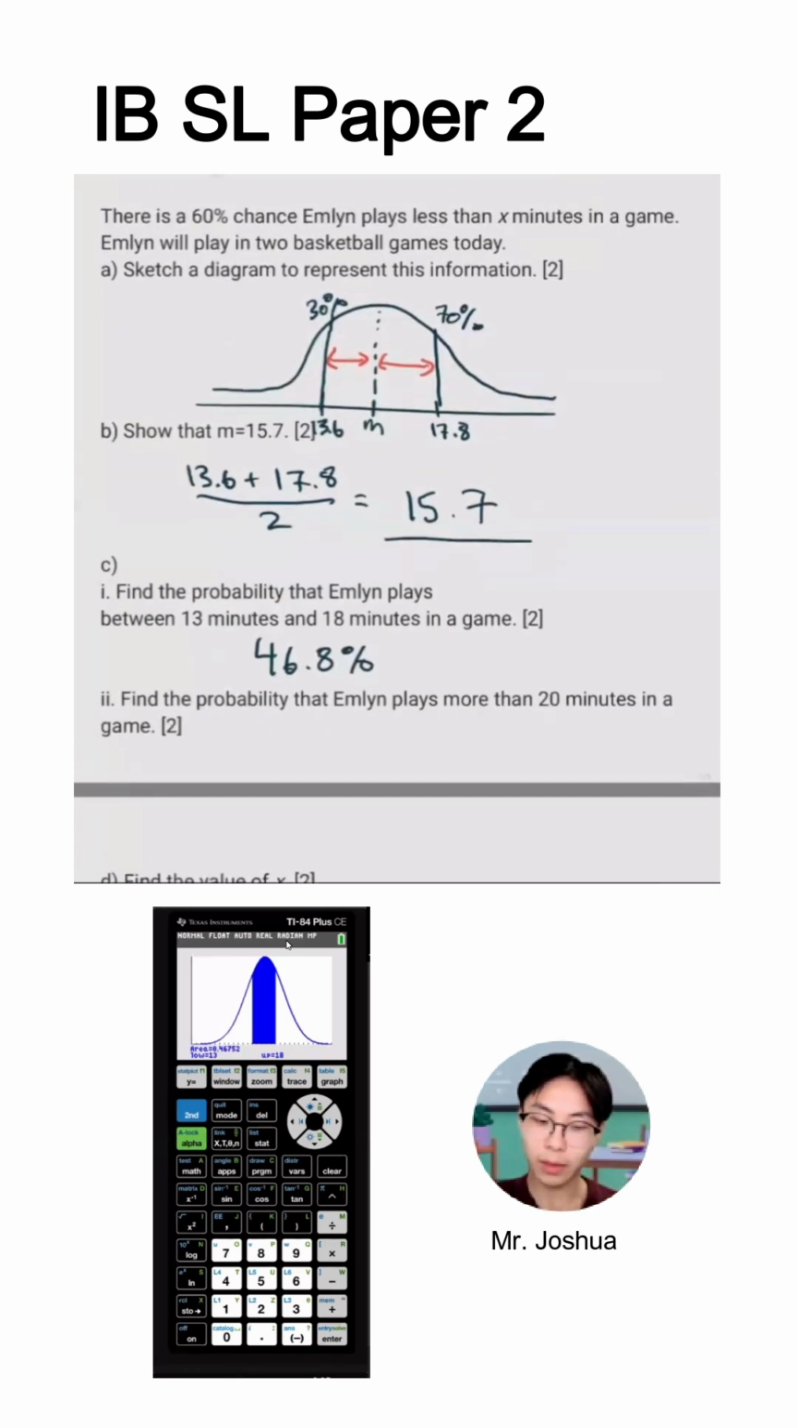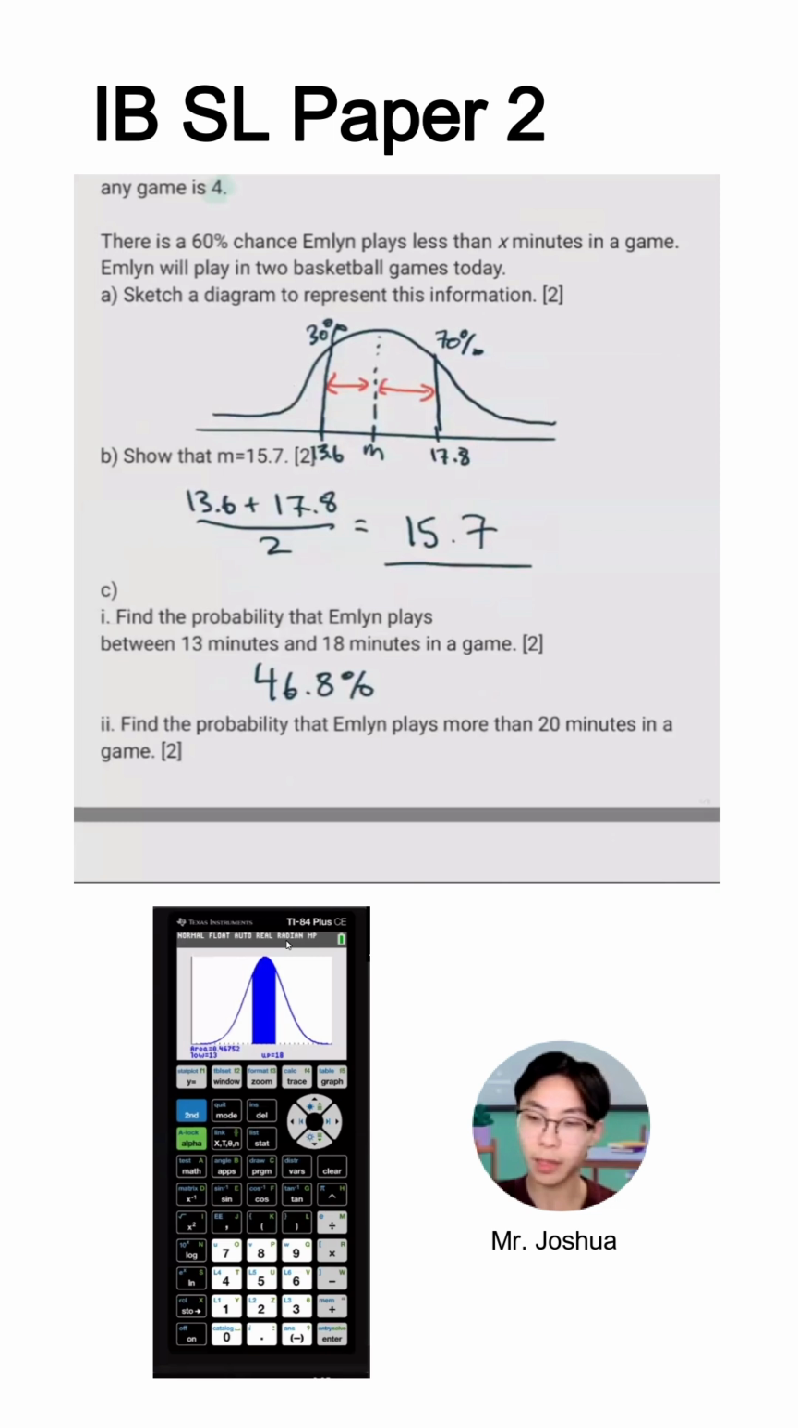Part 2 of this question says, find the probability that Emlyn plays more than 20 minutes in a game. For this one, we can do the same thing. We'll go back to distribution and draw, and we'll shade our normal distribution. Our lower this time will be 20 minutes. And our upper will be infinity because we can put as much as we want, but for the calculator, the maximum is 10 to the 99. So we'll just put 10 to the 99. 15.7 is our mean, and standard deviation is 4. This time, let's make it green, and we'll draw this on. Here we can see our area is 0.14119. So our probability that Emlyn plays more than 20 minutes is a 14.1% chance.